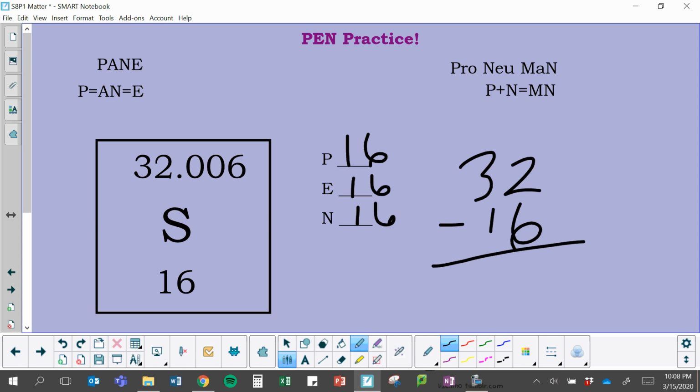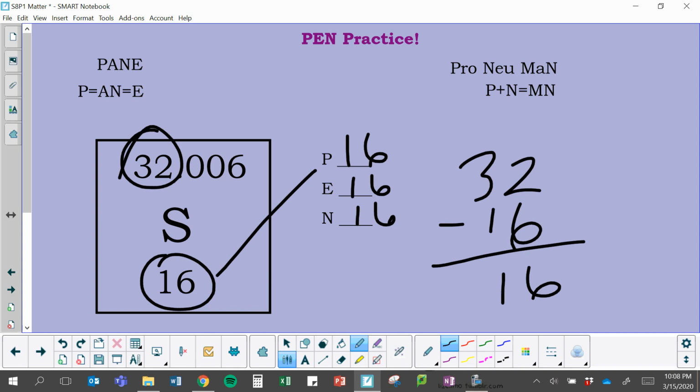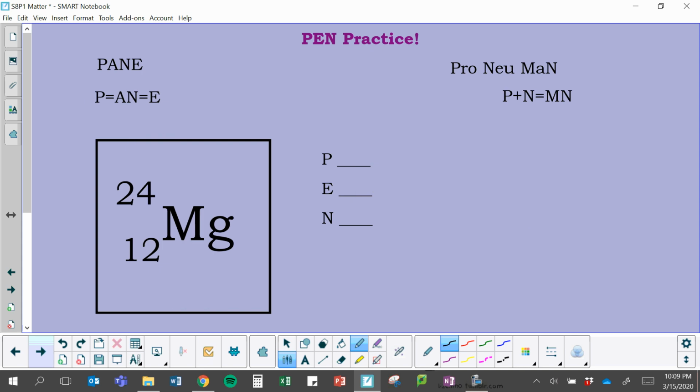Okay, so this one might have been a little tricky because I actually switched where our numbers were. So we have 16 here as our number of protons. We can remember that because it's a smaller number. And our mass number up here is always going to be larger because it has our protons plus our neutrons. And then to figure out our number of neutrons, we can do the 32 minus our 16 to get 16. Okay, so try this one.